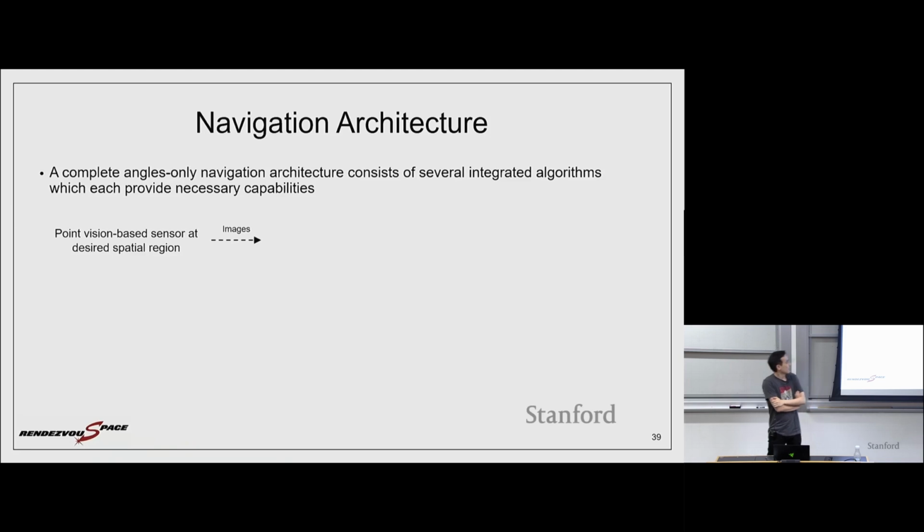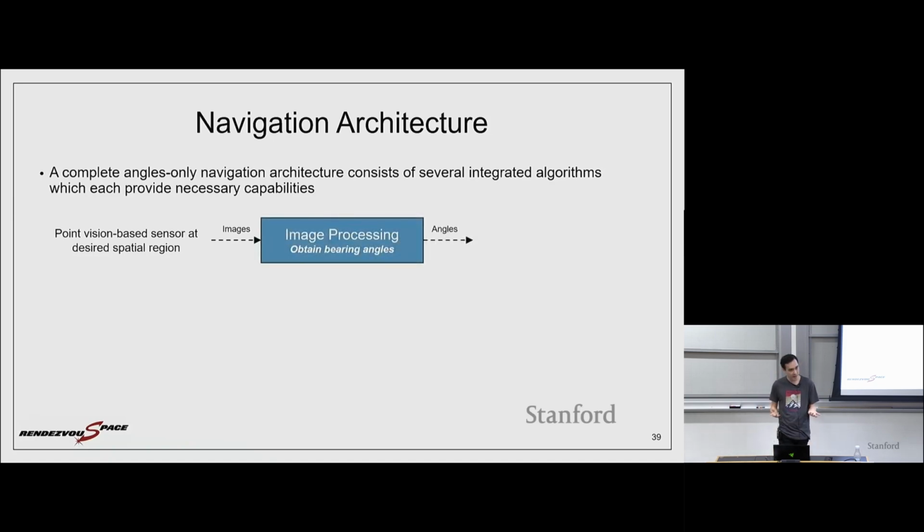So we start off by pointing a vision-based sensor at some kind of region we want to image. We get the images. We have to do this image processing step to get bearing angles for our targets.